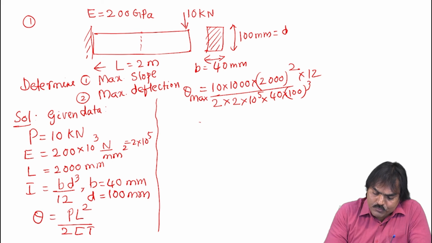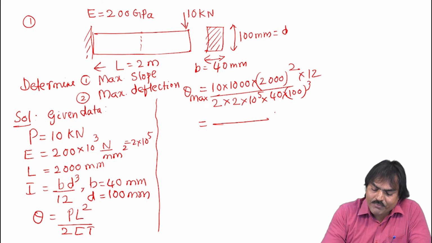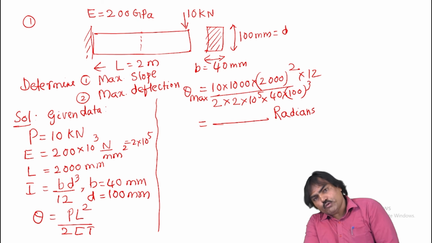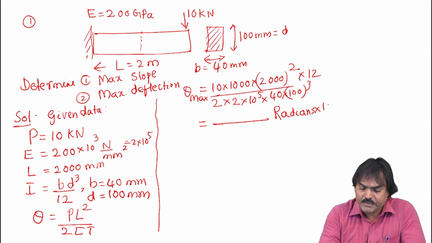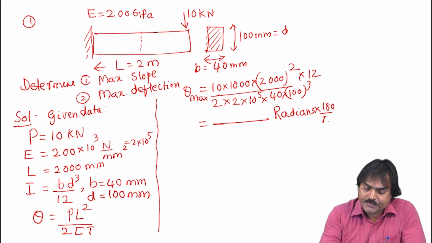Now, all of you use the calculator and keep the value. The answer will be in radians. If they ask you to convert it to degrees, multiply the radians into 180 by pi, so that your answer will be in degrees.